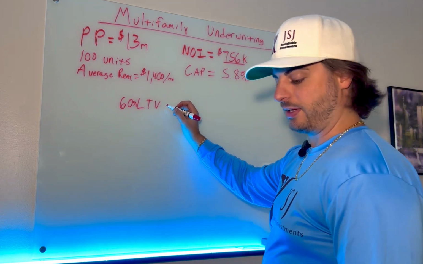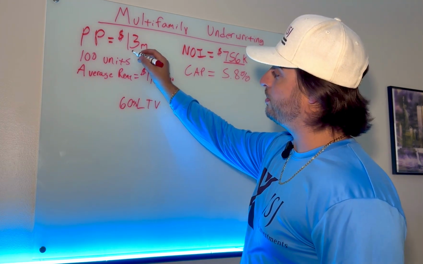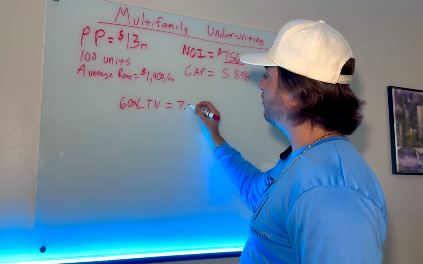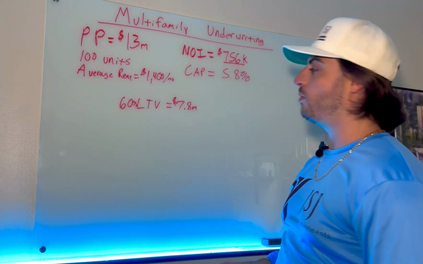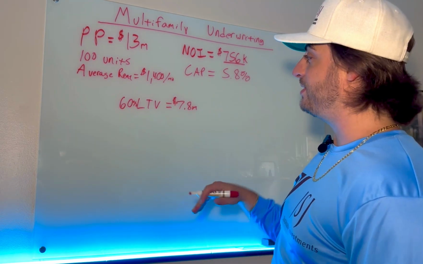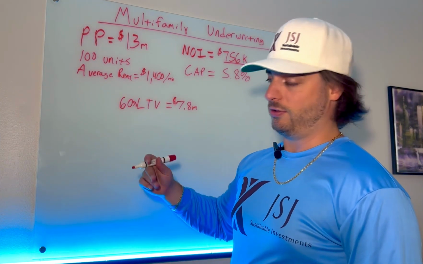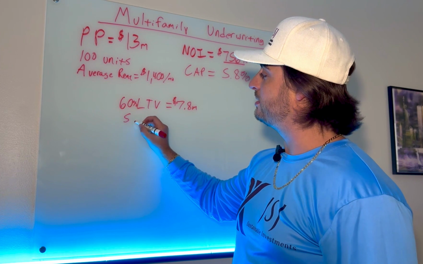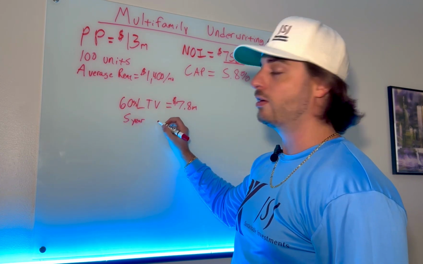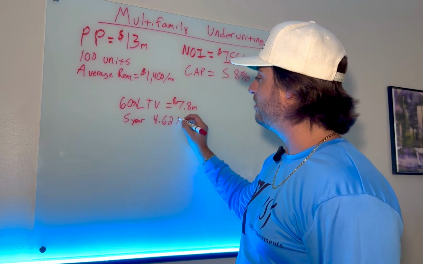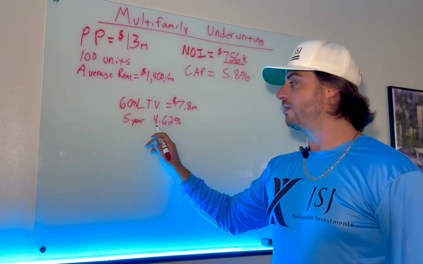So at 60% loan to value, we're going to take 60% of 13 million, which equals $7.8 million. What's the rate on this loan? If this is a fixed rate loan, they're going to use the 5 or the 10-year treasury for this. So let's say we're going with the 5-year treasury rate. The 5-year treasury is 4.62%. Now you might be thinking, oh, that's a good rate.